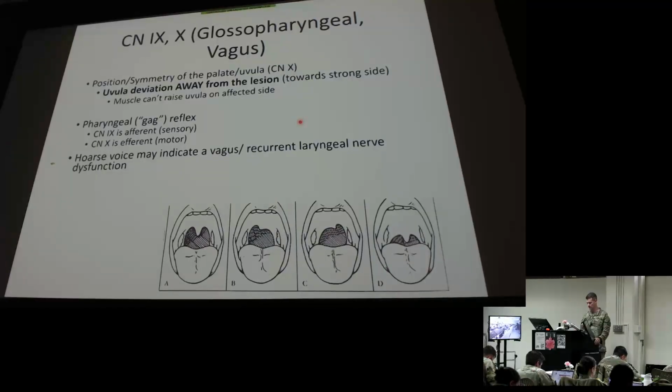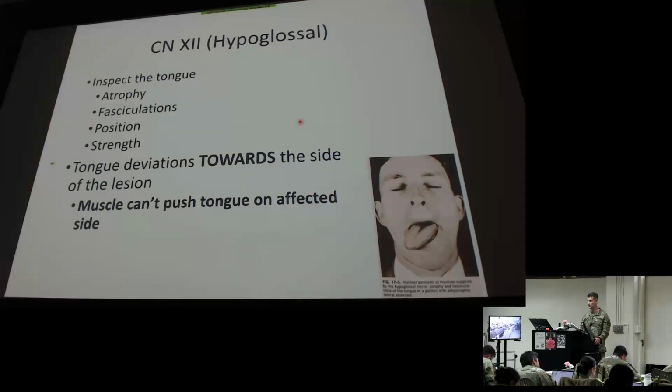When we're dealing with our tongue and hypoglossal with 12, does it point towards or away? Again, it's on the slide, I'm just trying to get people to repeat things. So the tongue points towards the lesion. The reason being, when I push my tongue out, I protrude, the good side is pushing the tongue, the bad side is not, so it's gonna point towards the side of the lesion.